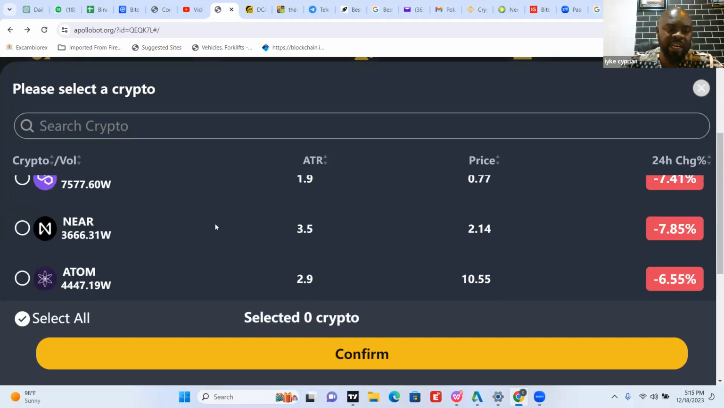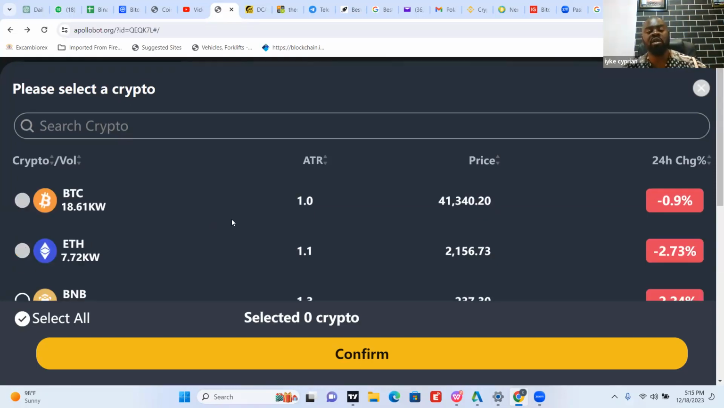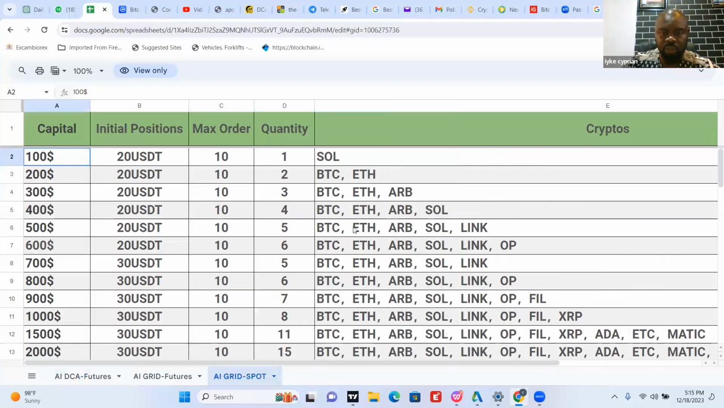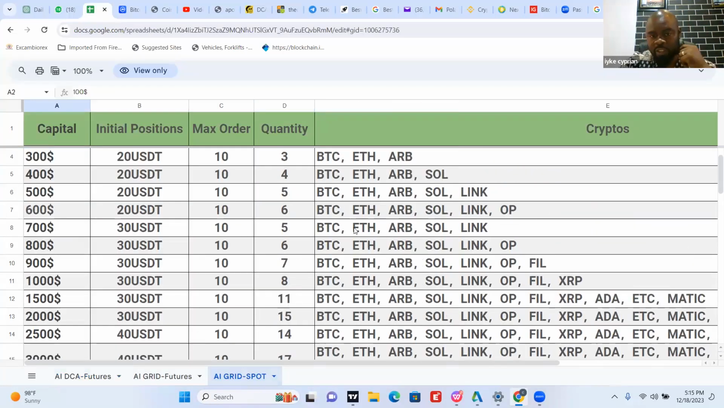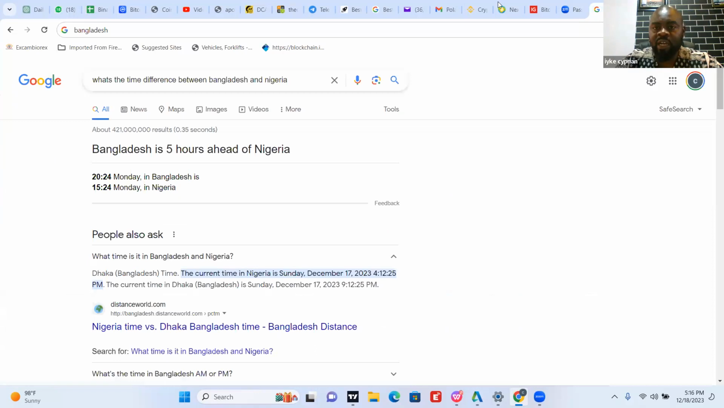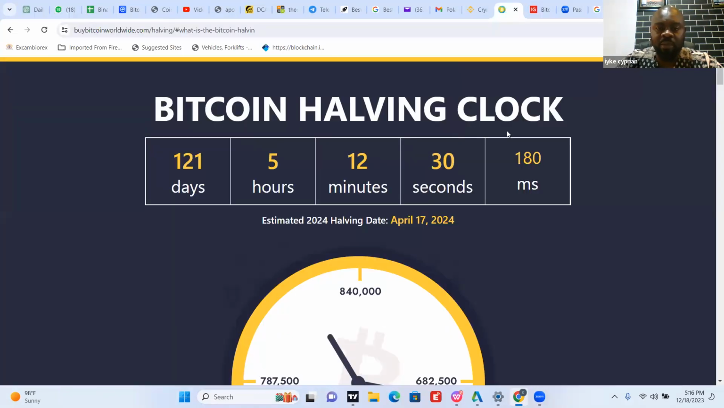If you're doing the AIDCA, you could pick according to... there is a chart also for Spot Classic. So this is a chart for spots. But we all know that the market is going ups and down, and we are preparing for the bull run. Okay, so remember, we have the Bitcoin halving coming up in 121 days.